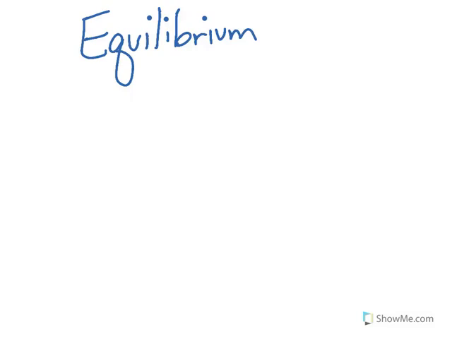Today we're going to take a look at chemical equilibrium and the concept. We're just going to take a look at a general equation for now and explain what happens if I have a reaction that's at an equilibrium state. So first, you have to understand that in order for a reaction to be at equilibrium, it first needs to be reversible.